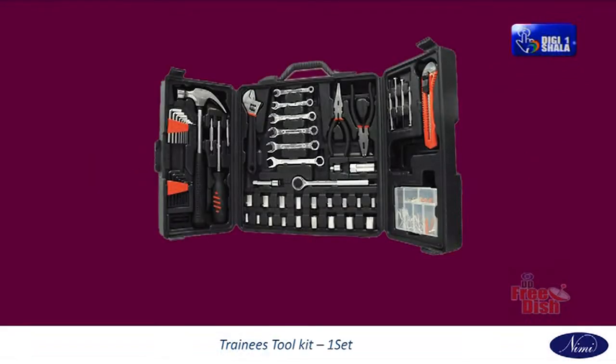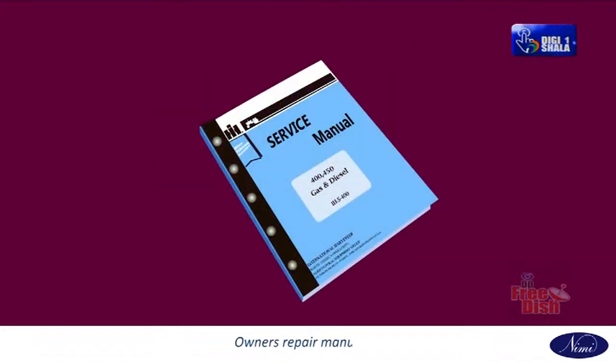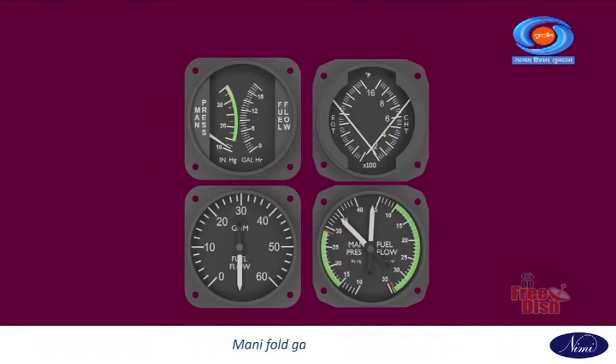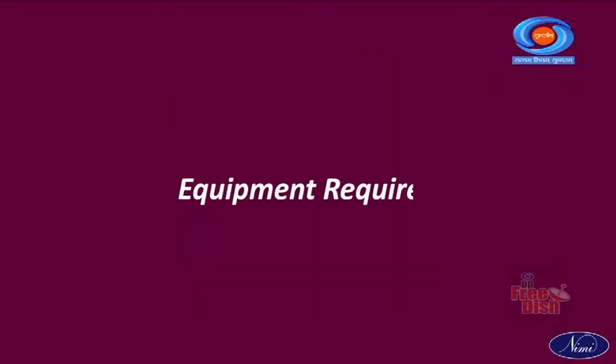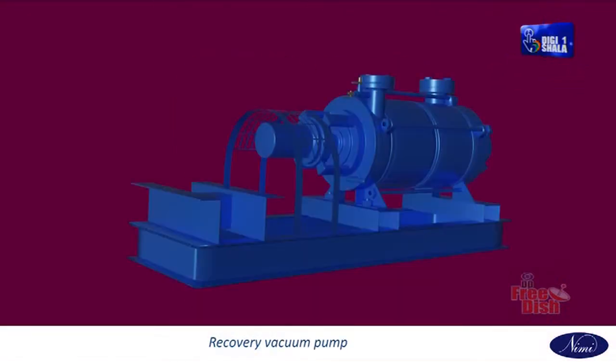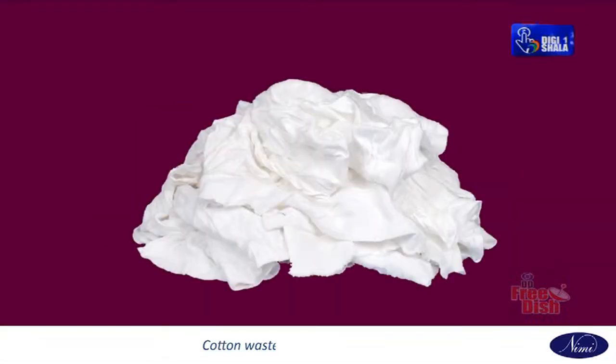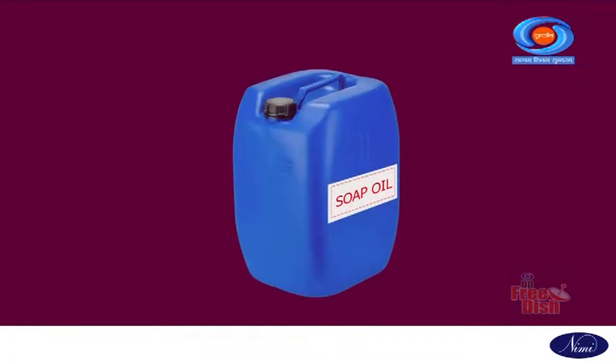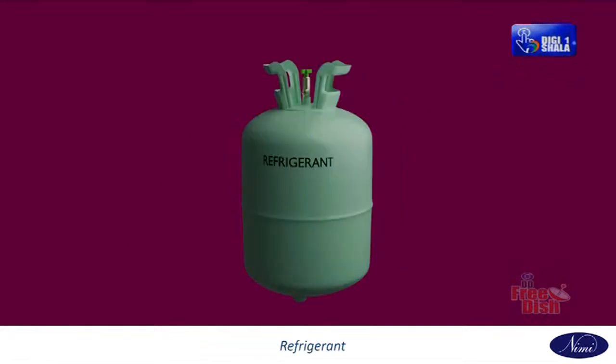Trainee's toolkit, 1 set. Owner's repair manual, 1 number. Manifold gauges, 1 number. Recovery vacuum pump. Car with AC. Cotton waste as required, soap oil as required, refrigerant.